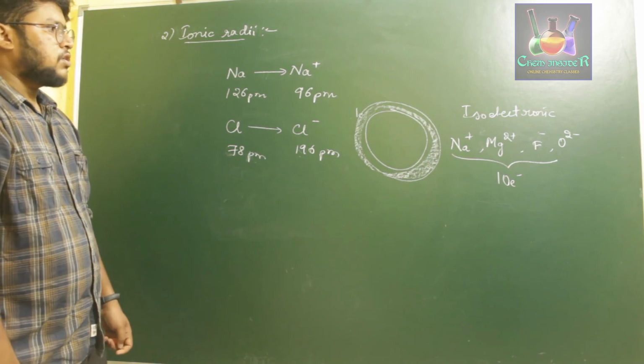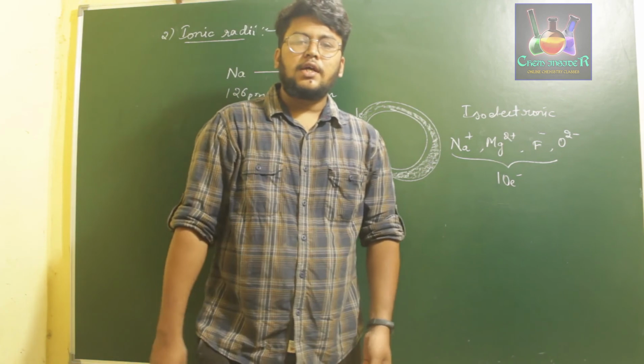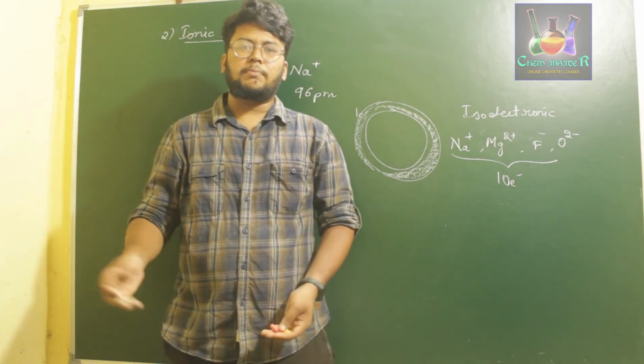So this is all for today about the atomic radii and ionic radii variation and their respective trends. In the next class, we will discuss ionization enthalpy and so on.